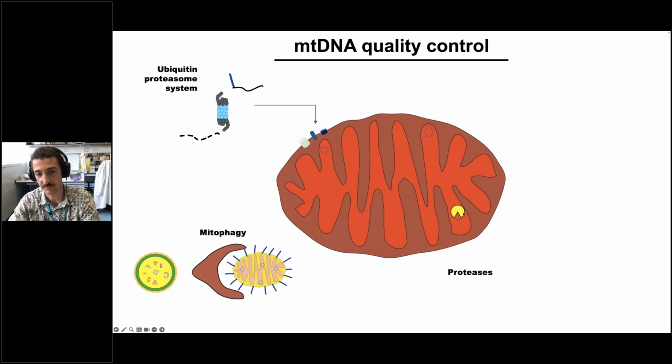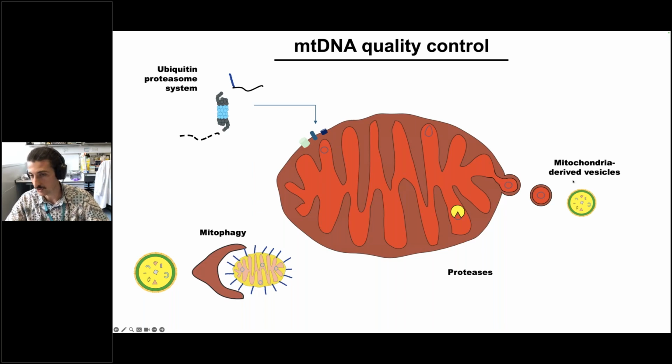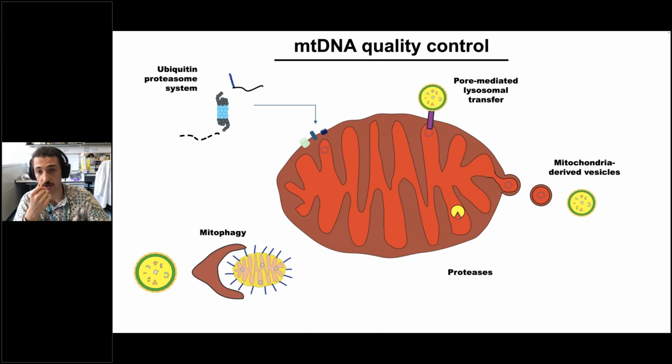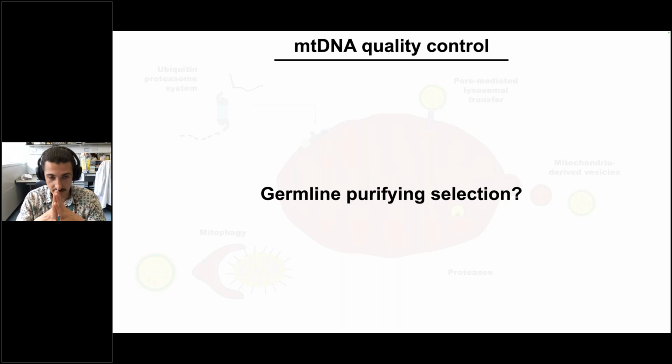But there are also proteases that have been shown to remove mitochondrial mutations. There are mitochondria-derived vesicles that don't happen through the autophagy system, but through a transfer system that delivers mitochondrial DNA to the lysosome. And even more recently, there's a discovery of direct transfer of oxidized mitochondrial DNA from the inner mitochondrial membrane directly to the lysosome through pores. So the question is, do any of these, and if so, which are responsible for germline purifying selection?